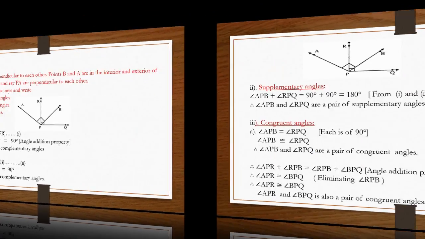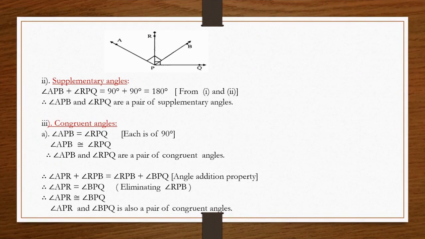Second, supplementary angles. What is a supplementary angle? The sum of the measures of two angles is 180 degree is called supplementary angles. In the figure, the measure of angle APB is 90 degree and angle RPQ is 90 degree. Therefore, angle APB plus angle RPQ is 90 plus 90 is 180 degree. Therefore, angle APB and angle RPQ are a pair of supplementary angles.